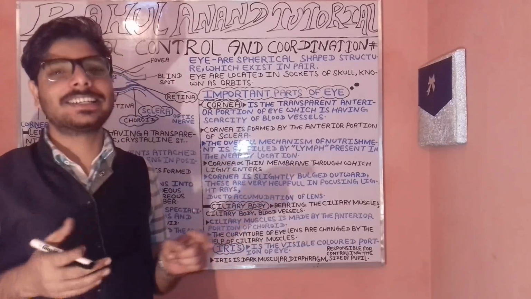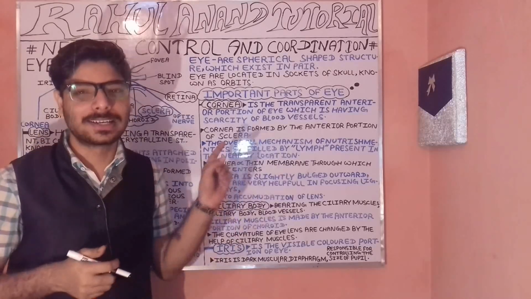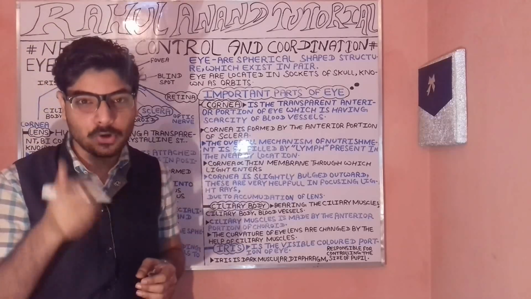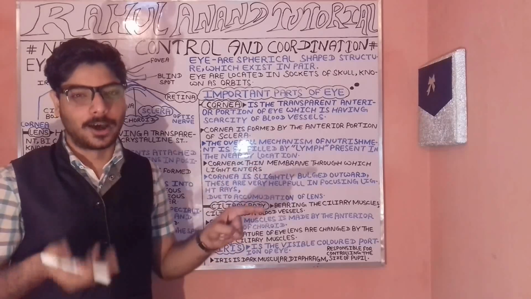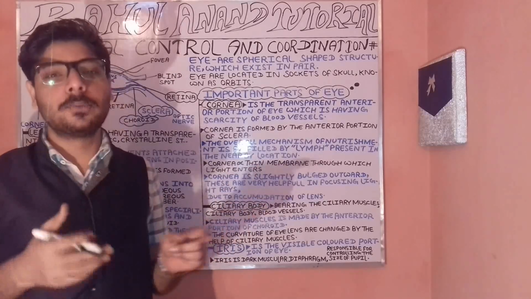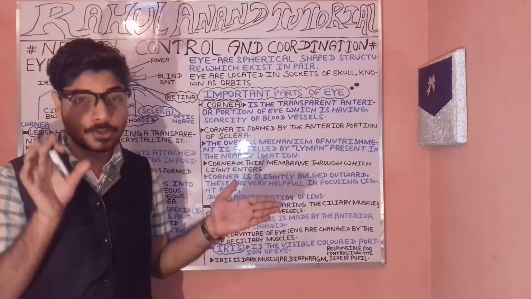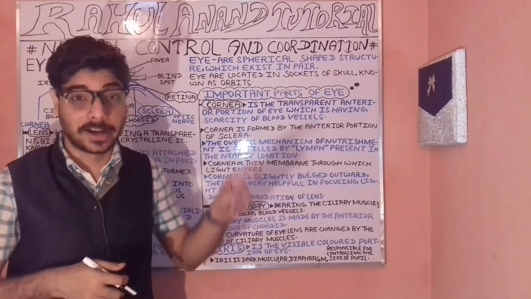When we are talking about the sclera, it is the outermost layer. It is composed of dense connective tissue. We have dealt with the sclera. Then we have the choroid, which is the middle layer. Third, you have the retina.